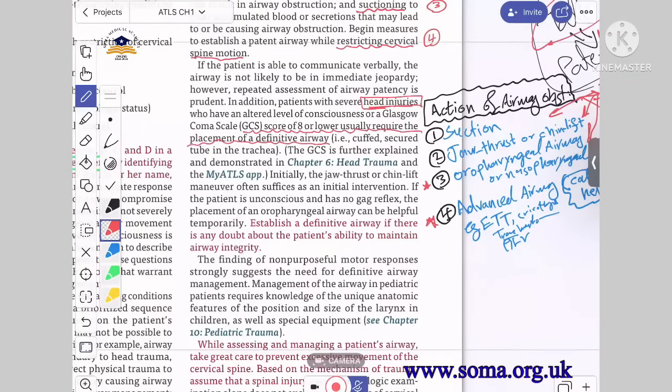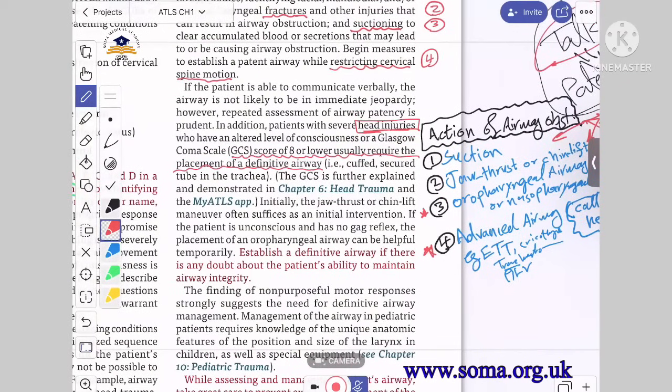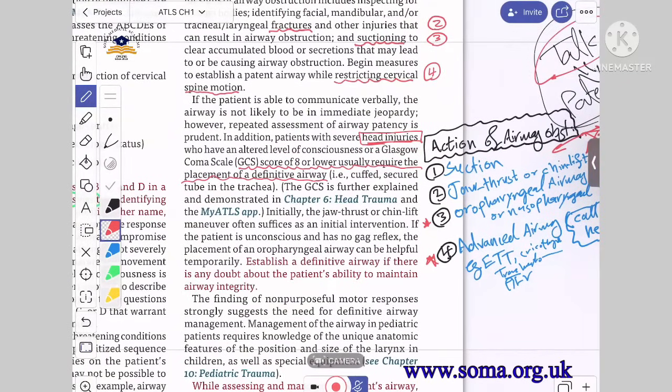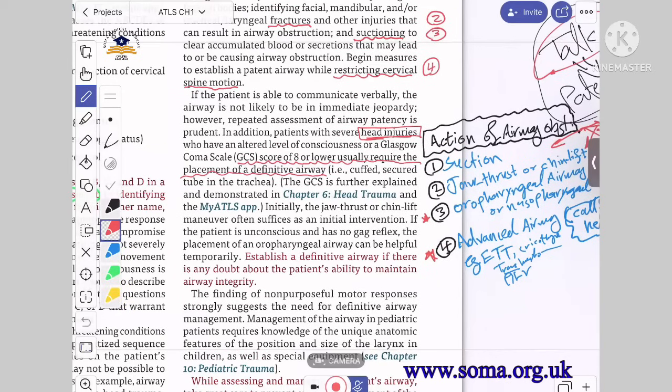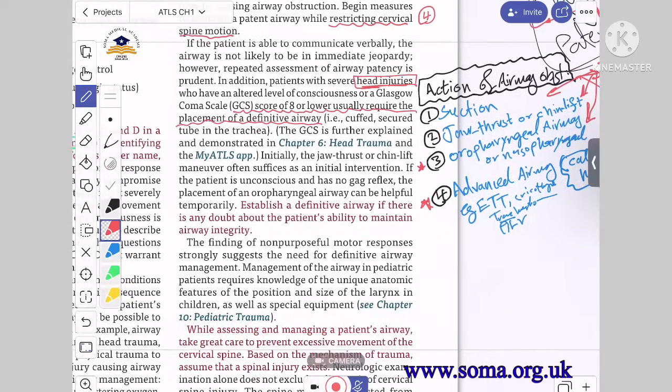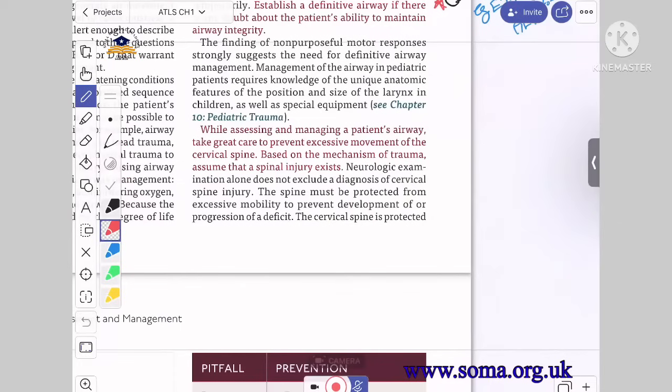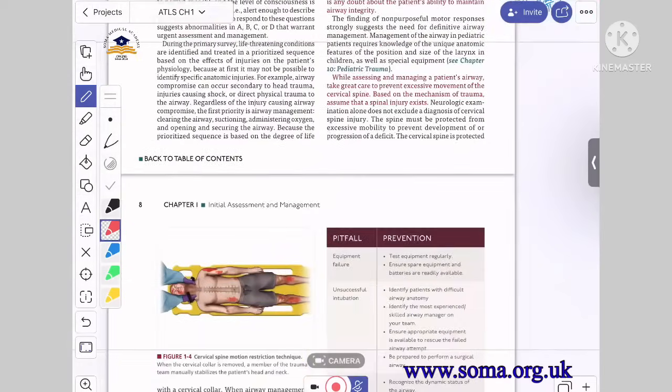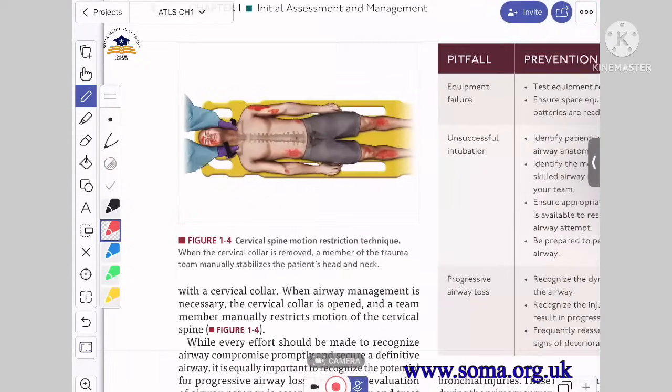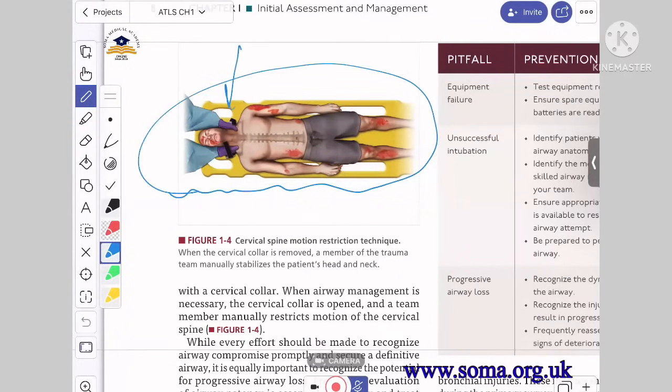Again, if you have a head injury with a Glasgow Coma Scale of 8 or less, this patient definitely needs endotracheal intubation. This is very important, this is how we keep the neck of the patient stable.